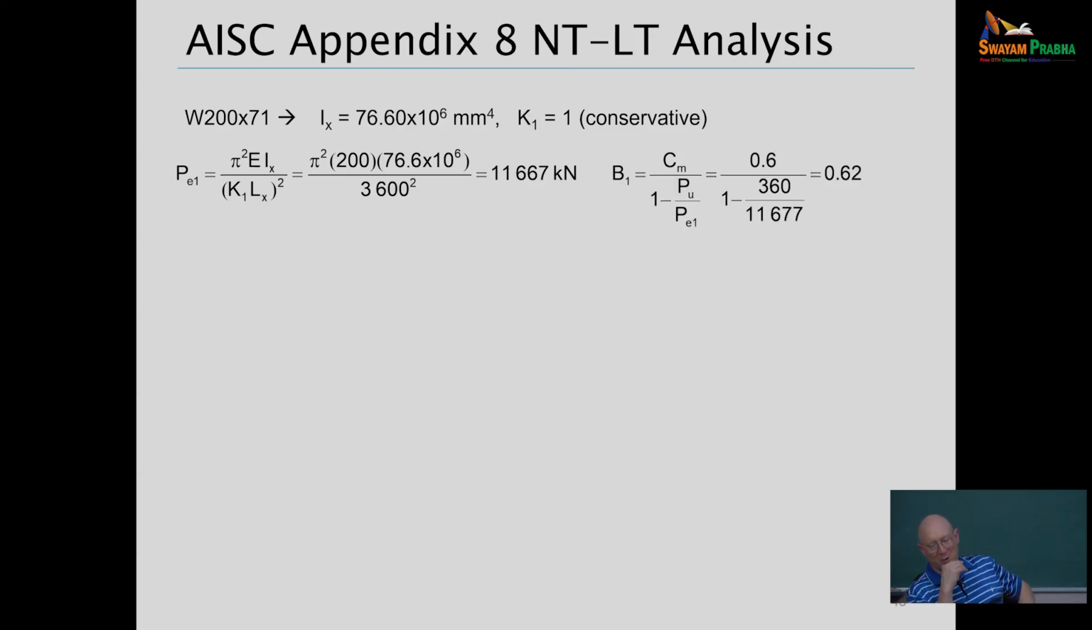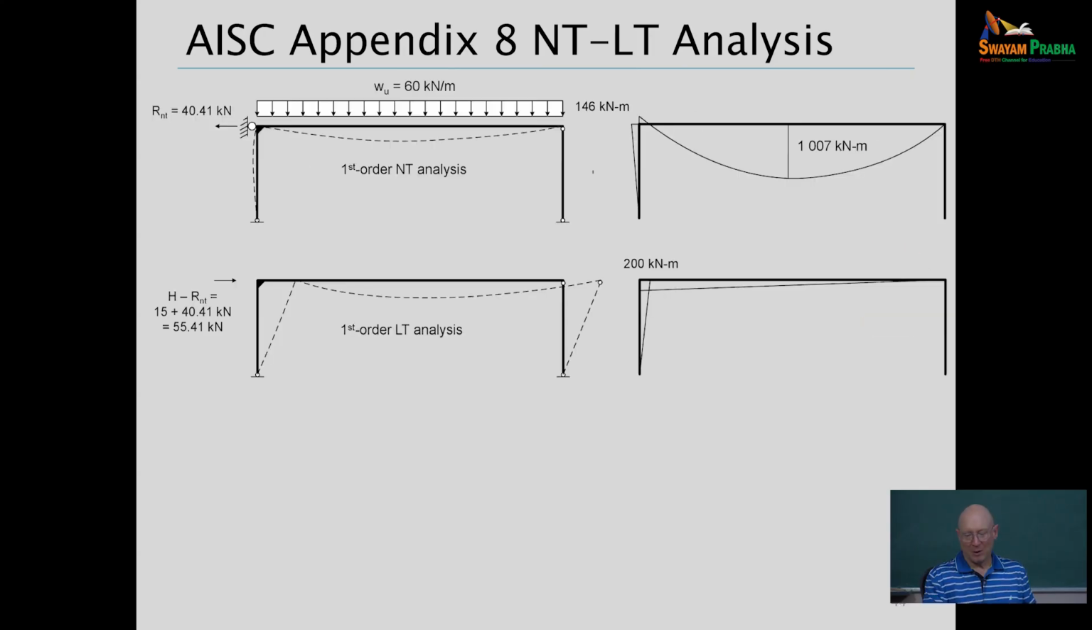I'm not showing the equation for CM, but this is the CM equation that's 0.6 plus 0.4 M1 over M2. And M1 is the base moment, 0, so CM is 0.6. Well, we end up with 0.62 for the amplifier, so we take that equal to 1. All right, so now we're ready to put things together.